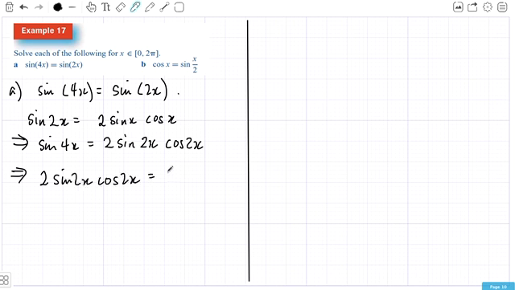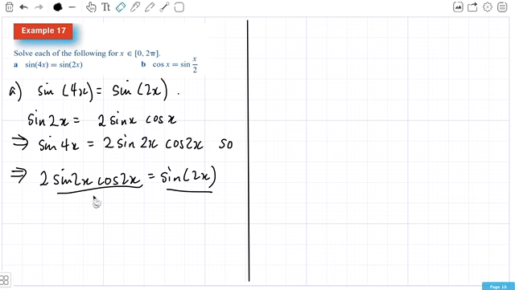And it's always good to put a "so" there so we know what's going on. At this point you might be tempted to cancel the sines, dividing both sides by sine 2x. Now there's a problem with doing that. That's fine, provided that sine of 2x doesn't equal 0, because if it does equal 0, you're going to have the problem that you're dividing by 0.